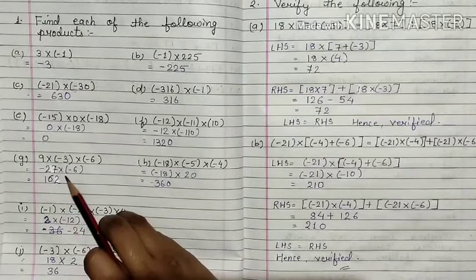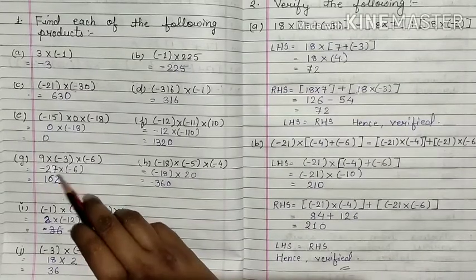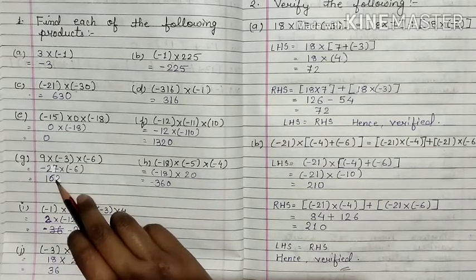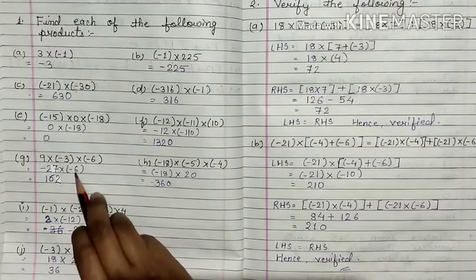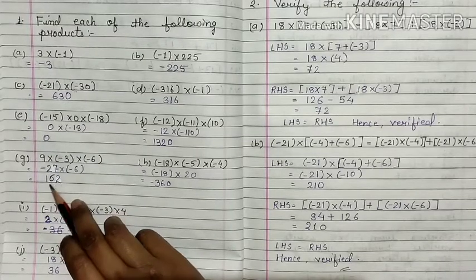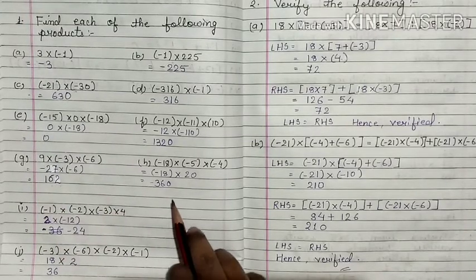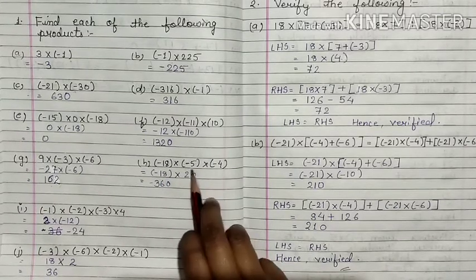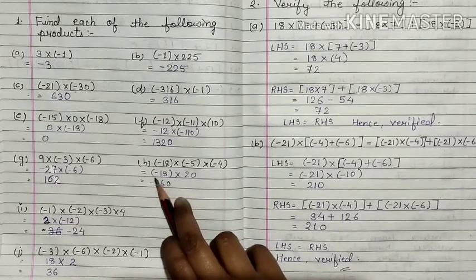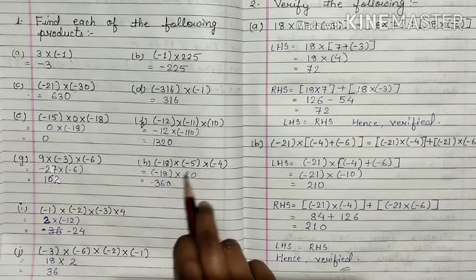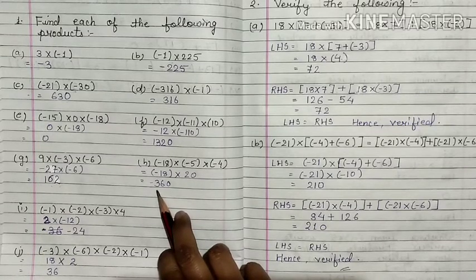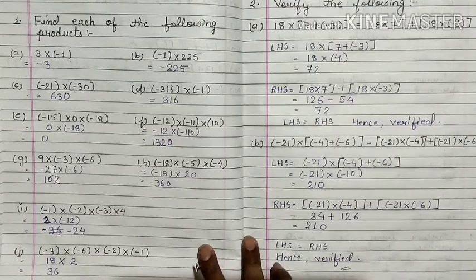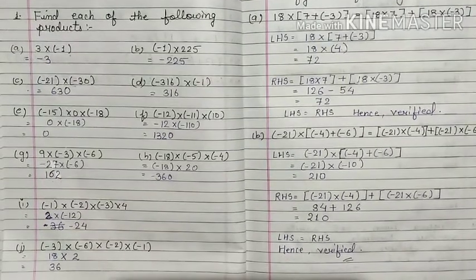(g) 9 into minus 3 into minus 6. Then 9 3s are 27 and 27 6s are 162. The minus signs are even, so there will be a positive sign. (h) Minus 18 into 5 into minus 4. Then 5 4s are 20 and 18 2s are 36 and 1 zero. Then minus 360.